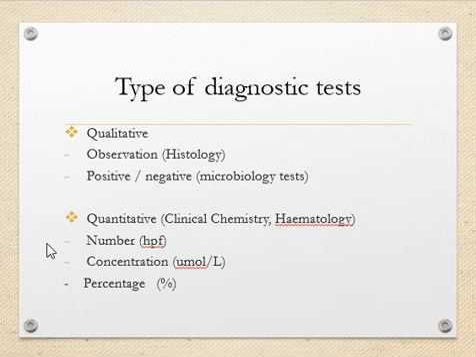Some diagnostic tests are quantitative. The results are in quantitative form that we can see in clinical chemistry tests, hematology tests, and many more. The results could be in numbers, such as number of cells, or concentration, for example with units of micromole per liter, or percentage. The test quality management is much more tedious. However, the operation of the test may be easy since it is done automatically by an analyzer or equipment.